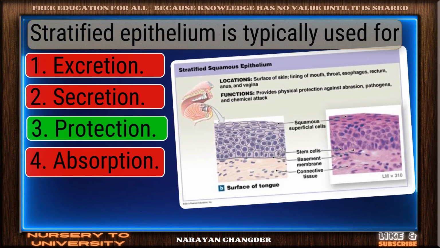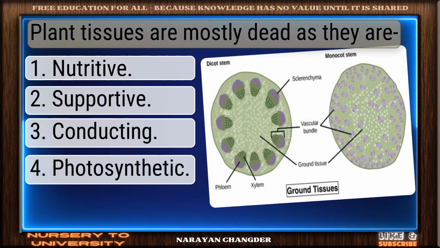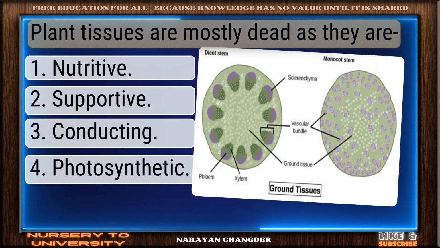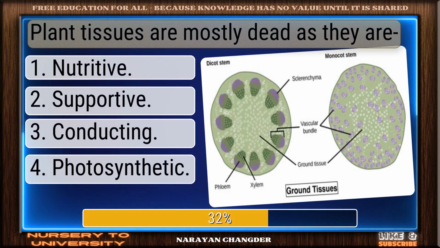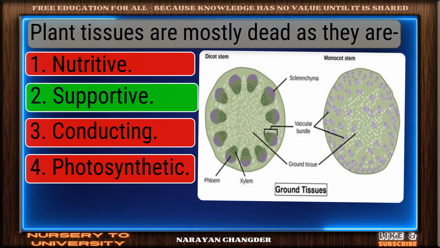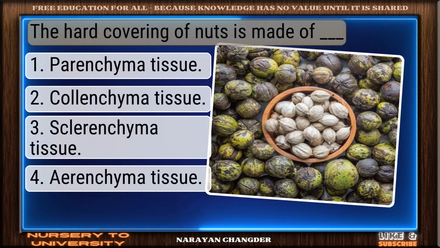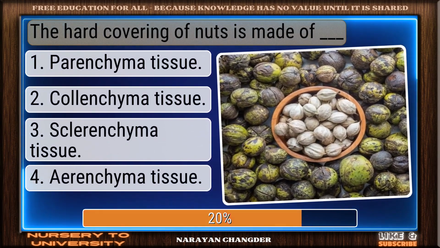Clear logic. Your choice, protection, is sound and 100% true. Question number 82. Plant tissues are mostly dead as they are. You chose supportive, and it is correct. Question number 83. The hard covering of nuts is made of dash.